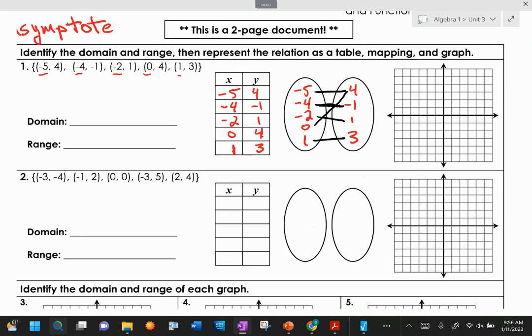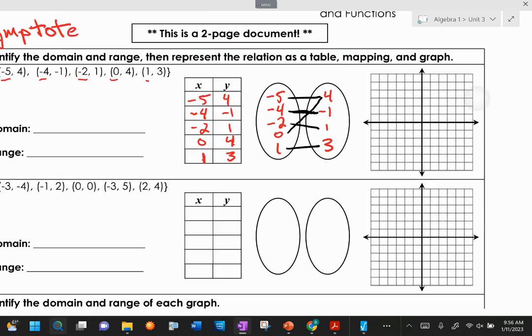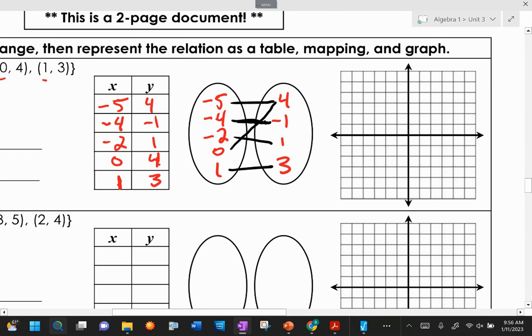Okay. You can then plot these points on your graph. So I've got, if it will zoom in for me, there we go. So we've got -5, 4, -4, -1, -2, 1, 0, 4, and 1, 3.